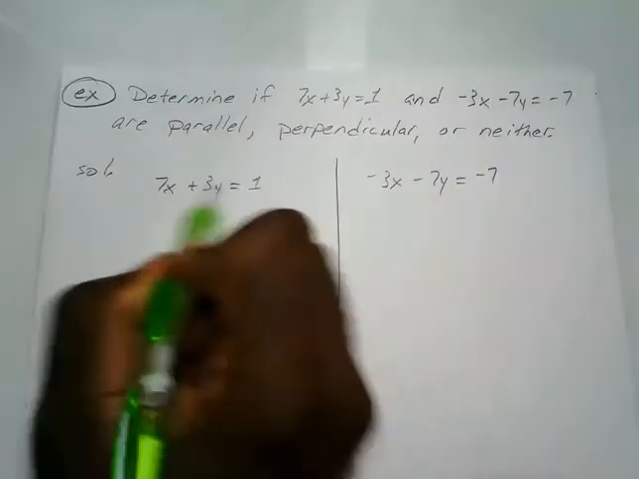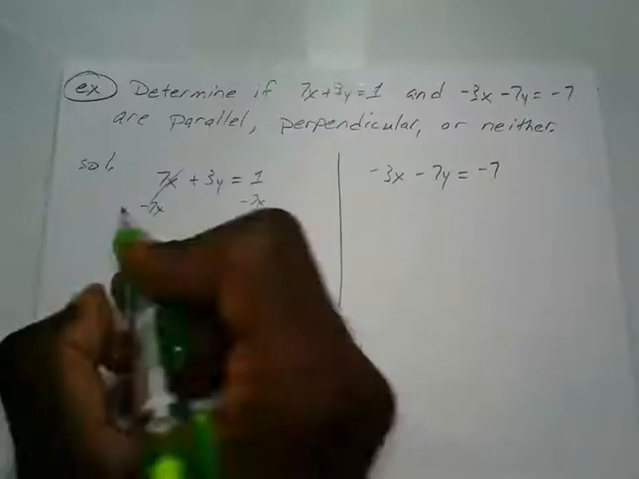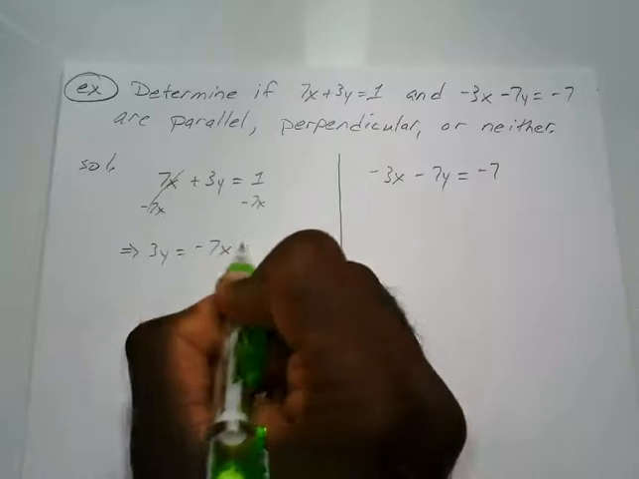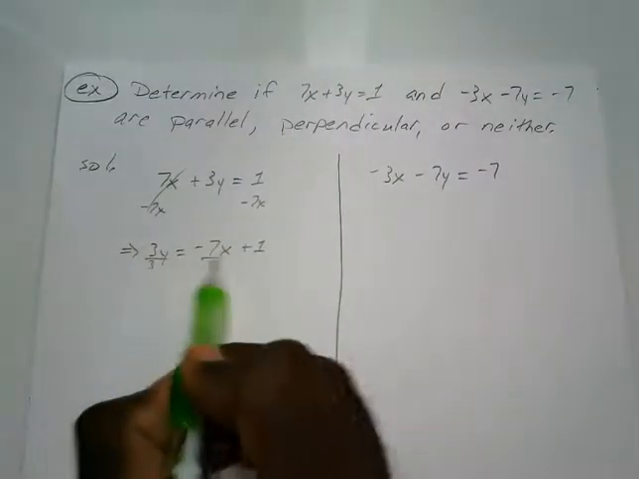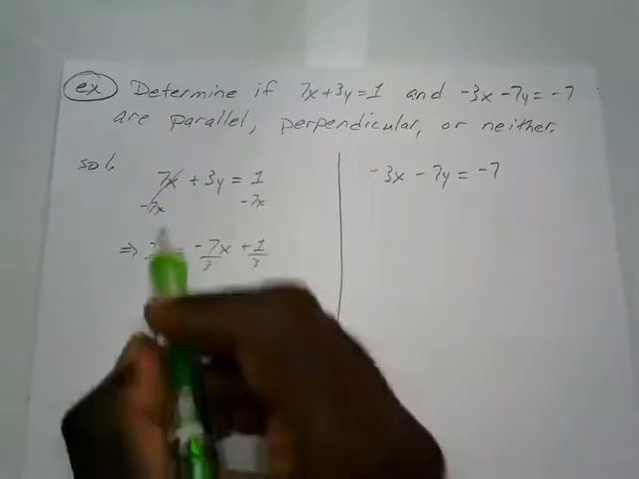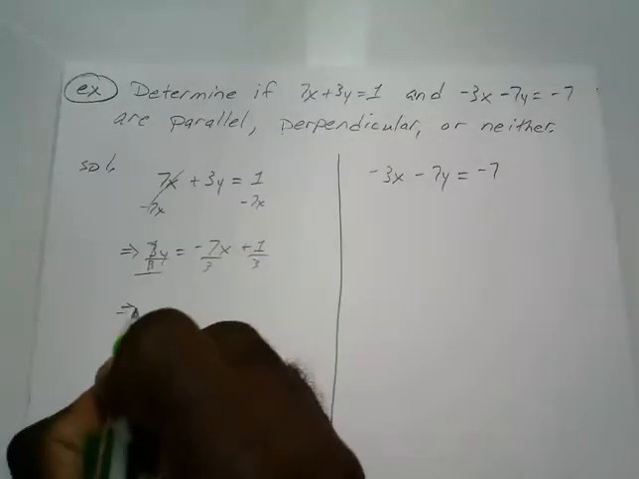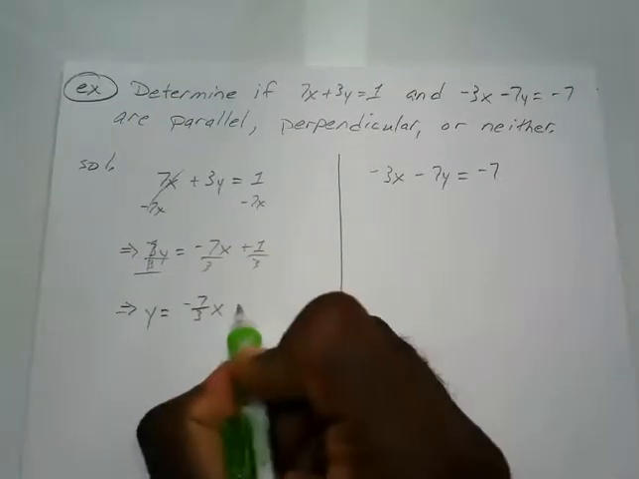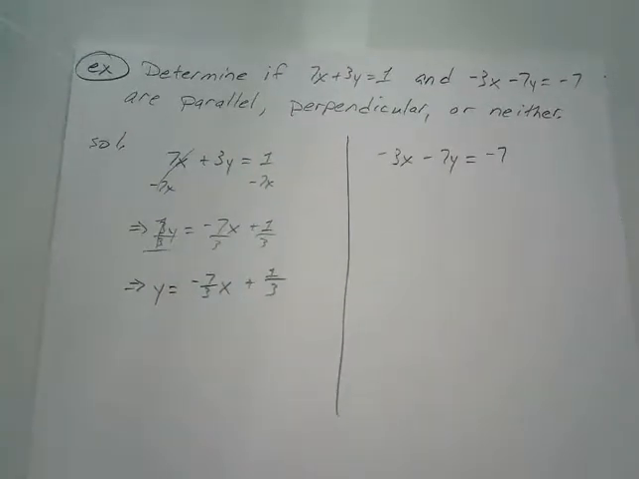Okay, so if we subtract 7x from both sides here, that cancels out. So we have 3y equals negative 7x plus 1. So now we divide each term by 3. 3 divided by 3 here cancels each other out, so that becomes 1. And that gives us y equals negative 7 over 3x plus 1 over 3. All right, so we solve that one for y.